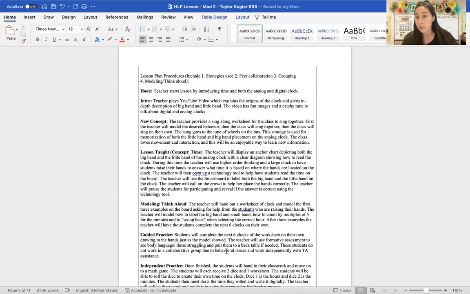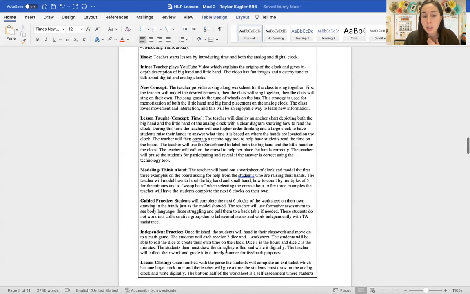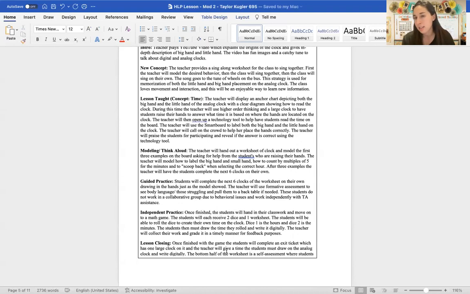So if their body language is slumped, are they staring into space? Are they totally counting the wrong way, using 10s instead of 5s, things along those lines? So that's our guided practice. So that's going to be the next 6 clocks.